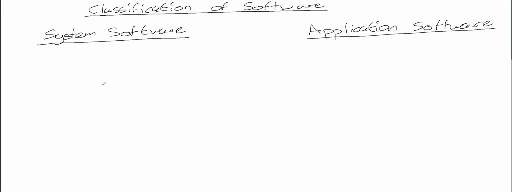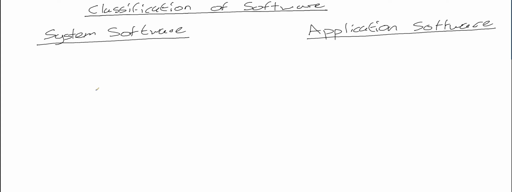Hi, welcome to another video tutorial in which I'm going to be discussing the classification of different types of software. So first of all then, we've got two broad categories of different types of software. We've got system software and we've got application software. Okay, so those are two of our broad categories.